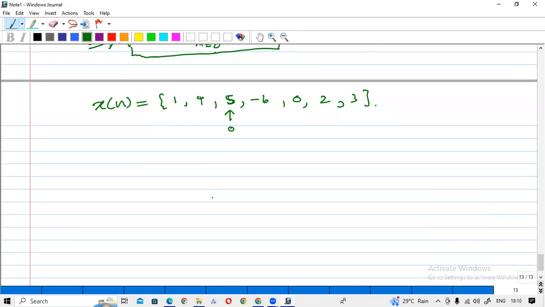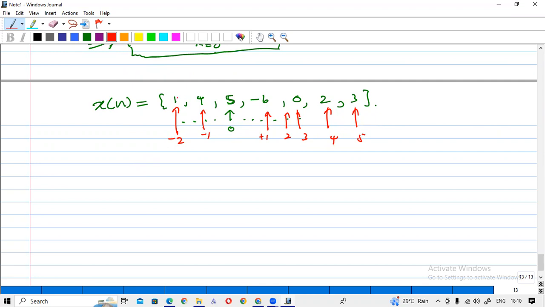Now, if this is the 0th sample, these are plus samples and these are minus samples. So this will be the +1 sample, this will be the second sample, this the third, this the fourth, and this the fifth sample. And this will be the -1 sample, and this the minus second sample. This arrow always shows the 0 sample. So you can represent a discrete signal like this as a sequence of numbers.